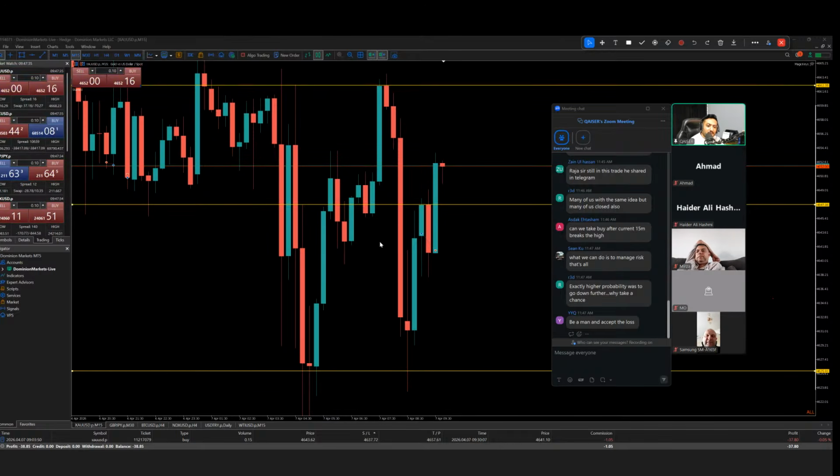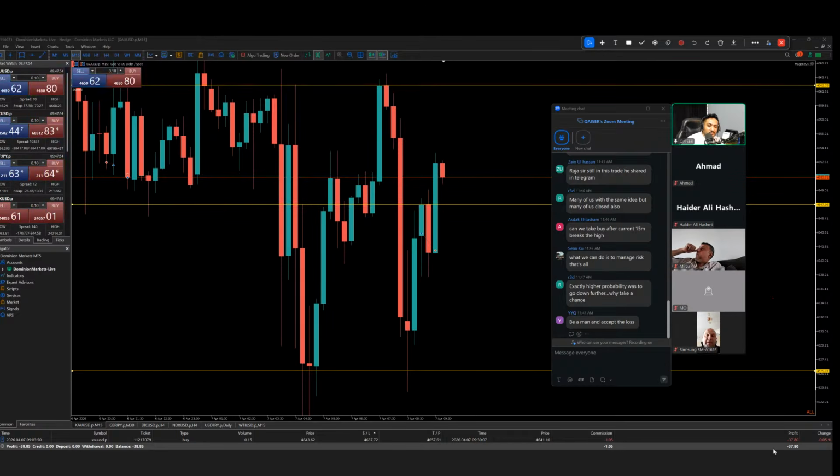Yes. Can we take a buy after the 50-minute breaks the high? No. No, never. What we can do is manage risk, that's all. Yes, exactly. The higher probability was to go down further. Why take a chance? Why not lose less, actually?